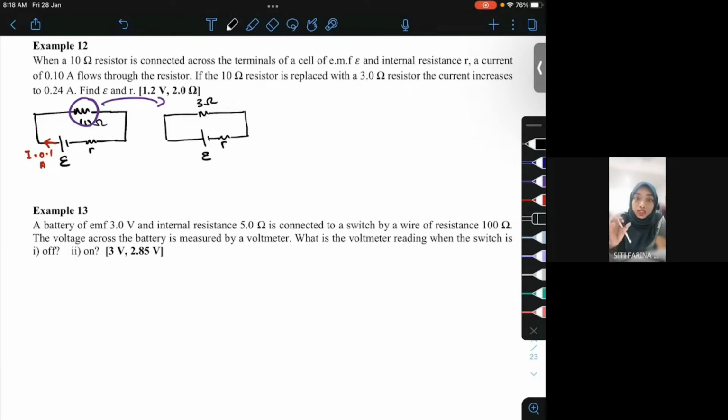So you're still using the same power supply here. You just change the resistor and then it gives you a greater current of 0.24 ampere. Okay, so apa yang common antara dua-dua cases ni, what is common here is they are using the same EMF and internal resistance. So maksudnya untuk kedua-dua current yang tengah lalu dalam circuit ini, dia mempunyai EMF dan internal resistance yang sama. So this is the common one lah between them.